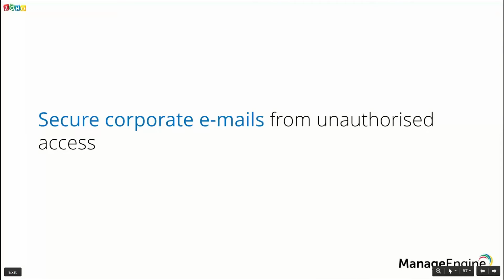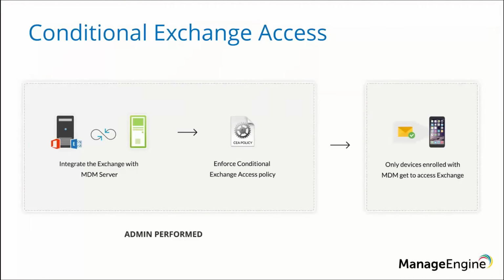Now we'll move on to the next section, which is prevention of unauthorized access to your corporate Exchange accounts. This can be achieved with the help of conditional Exchange access. So the workflow of conditional Exchange access is you will be integrating your Exchange server, be it online or on premises, with your MDM server, and then you will be configuring the conditional Exchange access policy on the MDM console. So once this is done, MDM will allow only the enrolled devices to access your Exchange server and block the unenrolled devices.